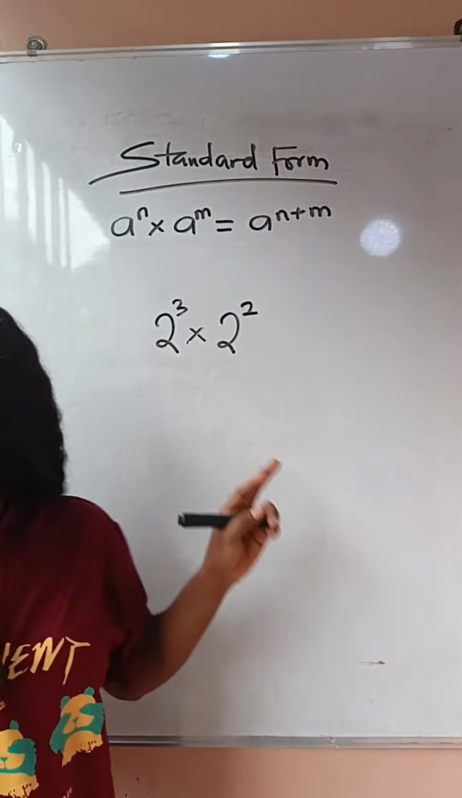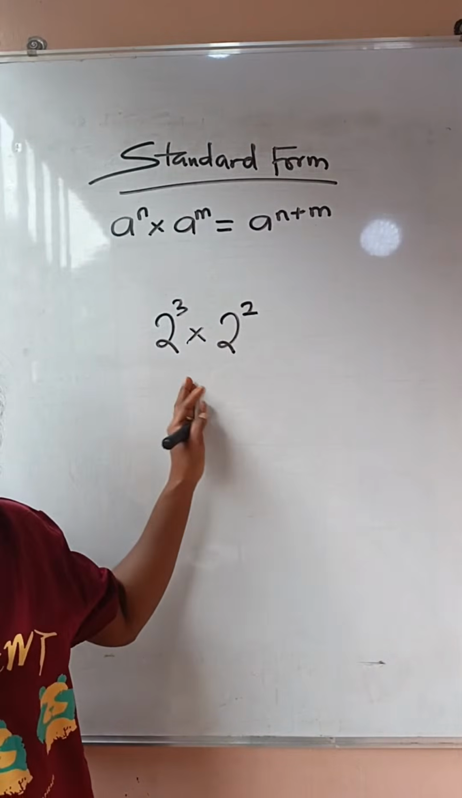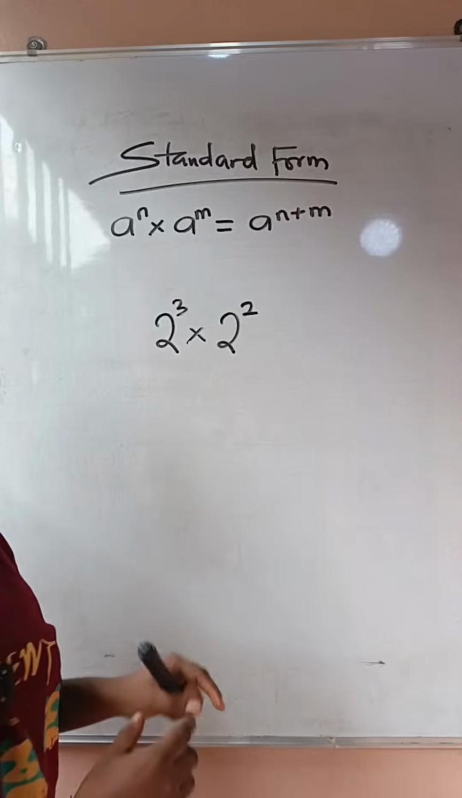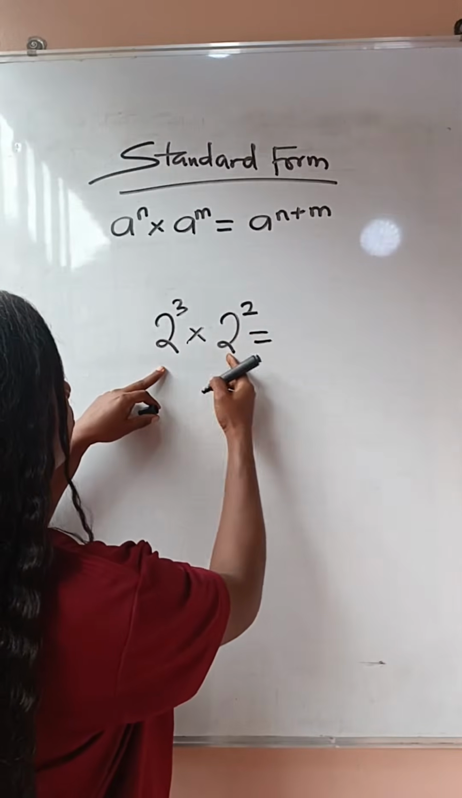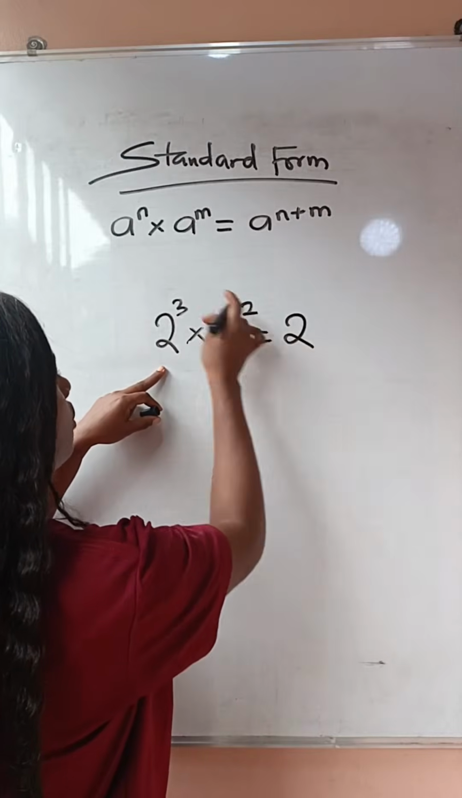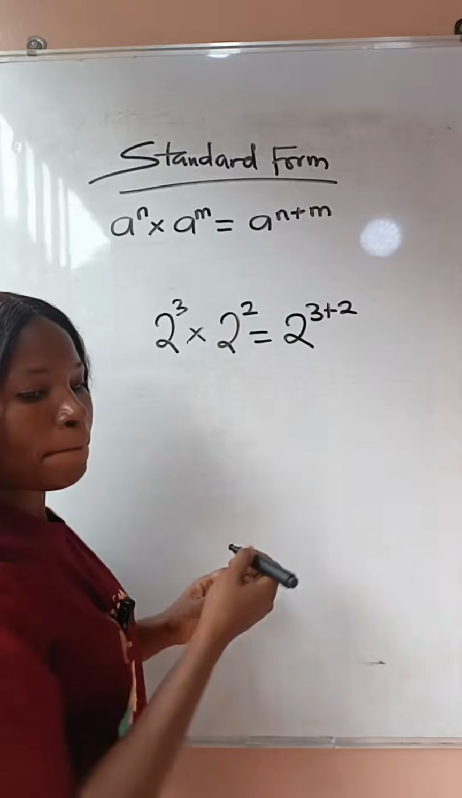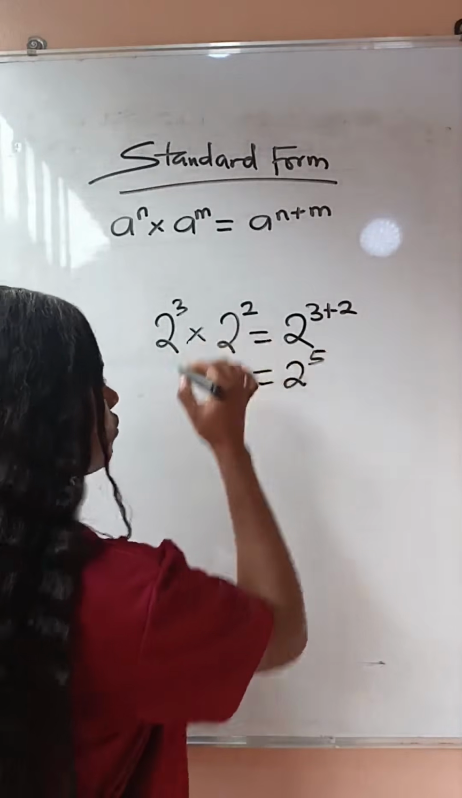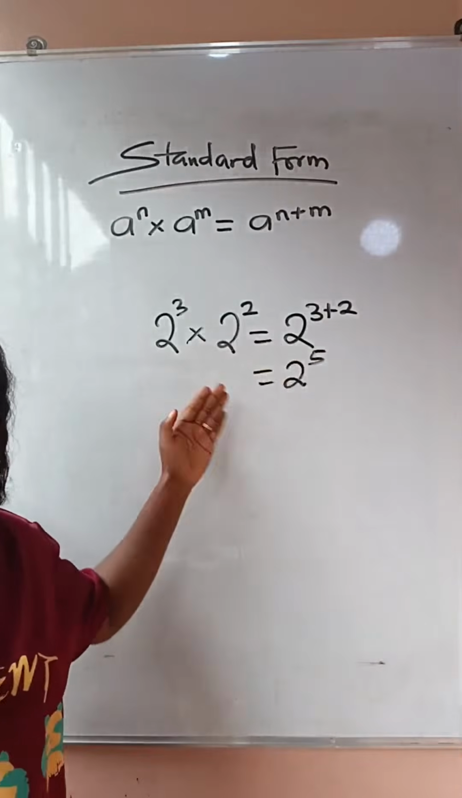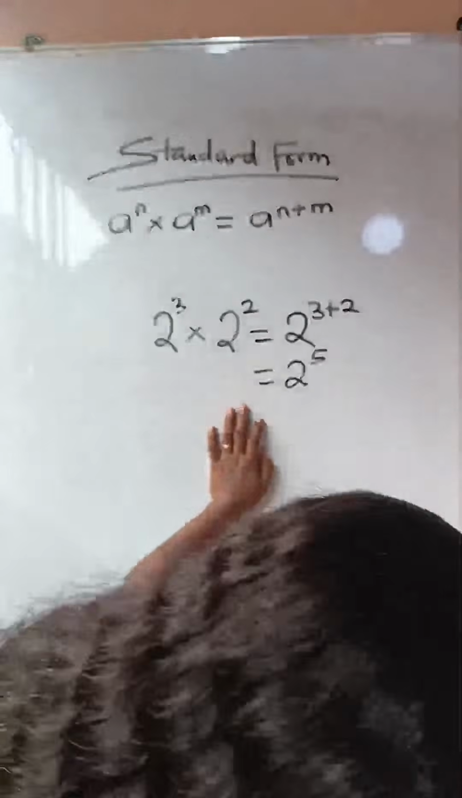Now, when you have something like this, the law is telling us that all you need to do is pick one of the bases, which is 2, and add the powers, 3 plus 2. So that way your answer is 2 to the power of 5. Now, let us prove that this is correct.